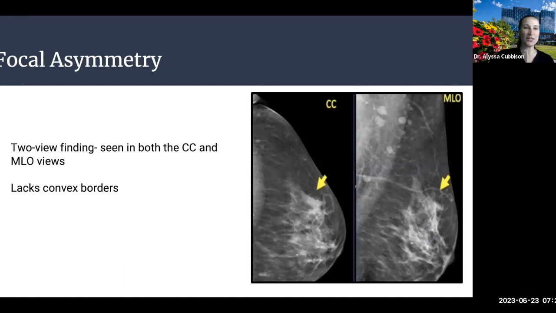And so the difference between an asymmetry, where I said that was one mammographic projection view, so if we see here, we have the CC, the MLO, it's seen only on one or the other. Focal asymmetry is seen on both views. So you see this in both, there's a correlate in both the CC and the MLO. How this is distinguished from what we call a mass is that it often lacks the convexity that we see when we see a mass.